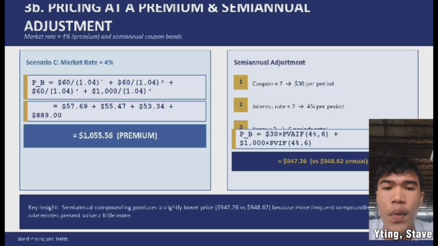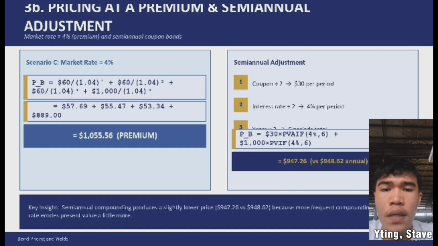Third, at a premium, $1,055.56. When the market rate equals 4%, lower than 6%, meaning you pay more, paying extra above $1,000. Rule: market down, price up.